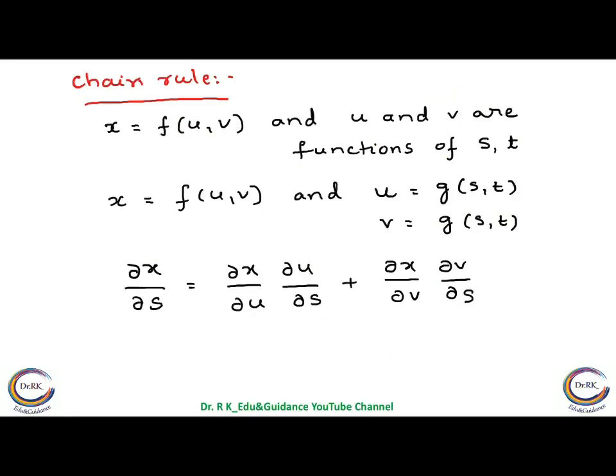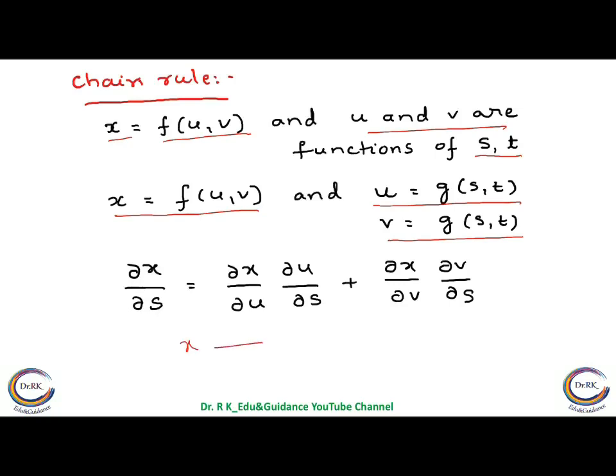Now let us see chain rule in terms of the differentiation what we are already familiar with. Suppose x is a function of u and v, where u and v are functions of some other variables s and t. So x is a function of u and v, where u is a function of s and t as well as v is a function of s and t.